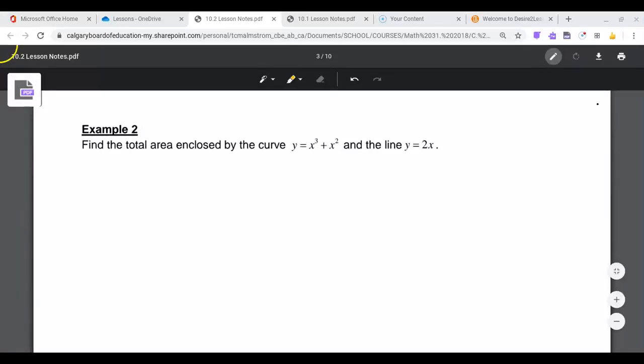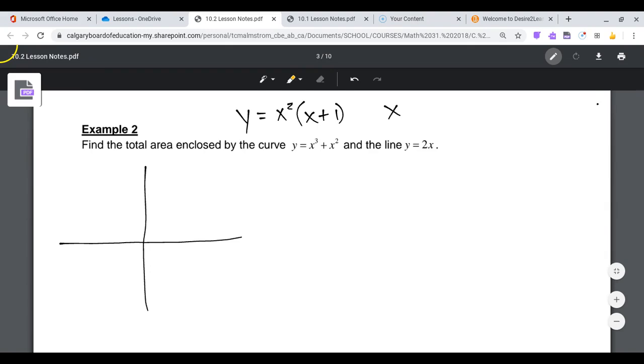Okay, so what did you discover when you tried to graph this? So x cubed plus x squared. I'm going to factor out the x squared, and that leaves me with x plus 1. That lets me know that this graph has an x-intercept at -1 and at 0, and that 0 is a multiplicity of 2.